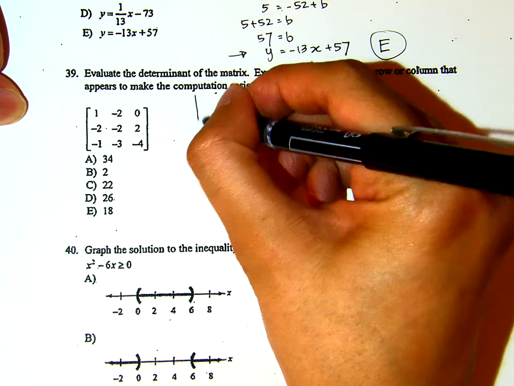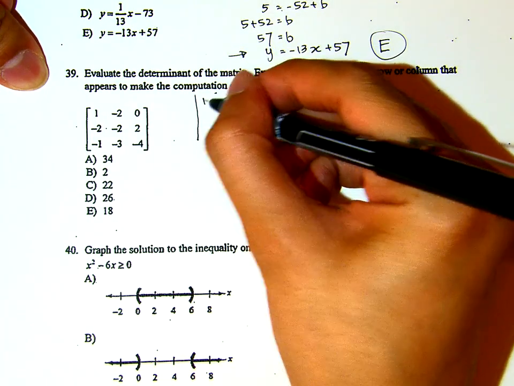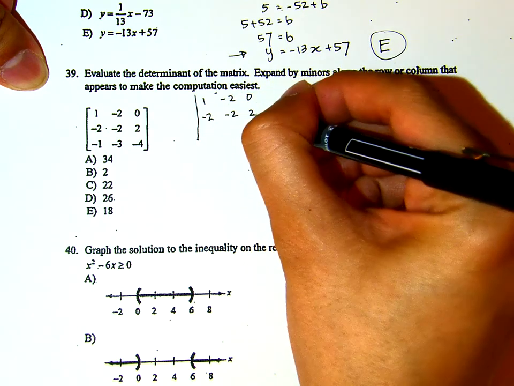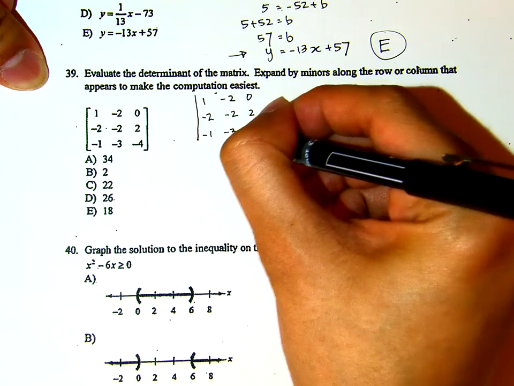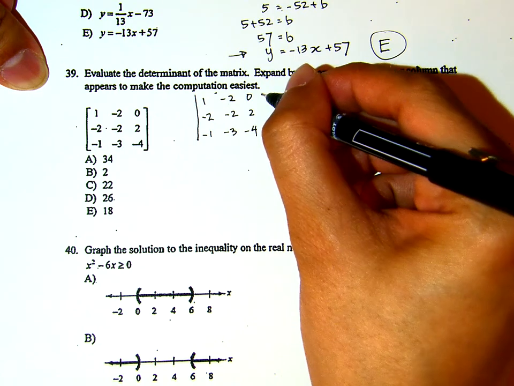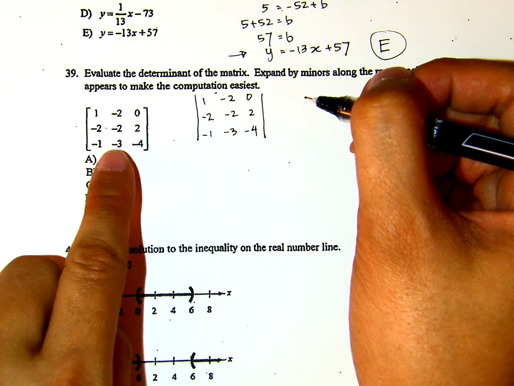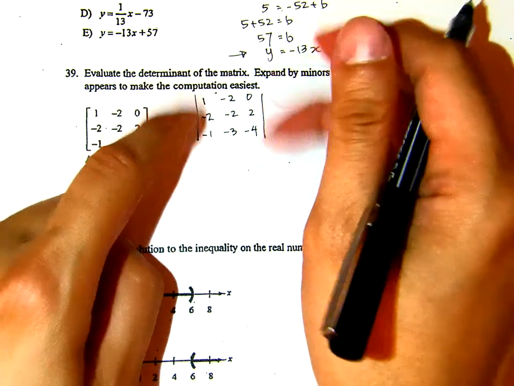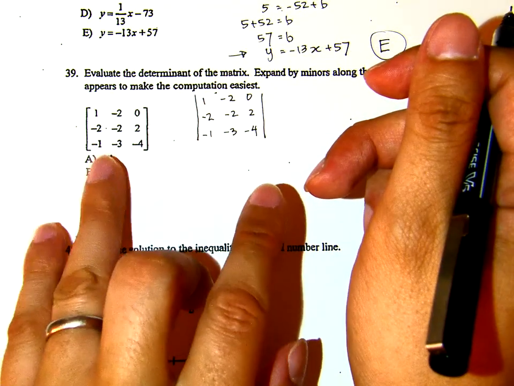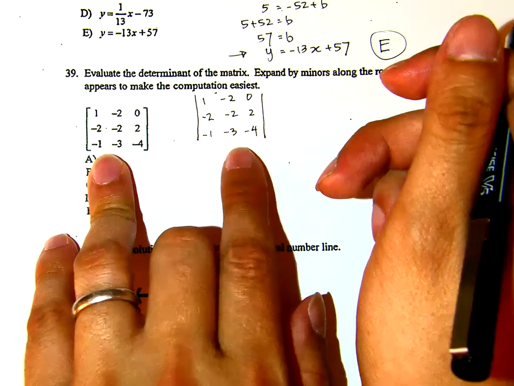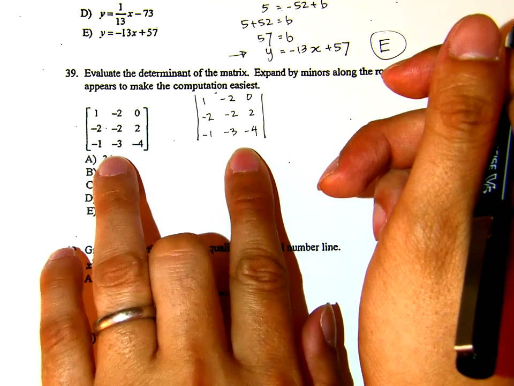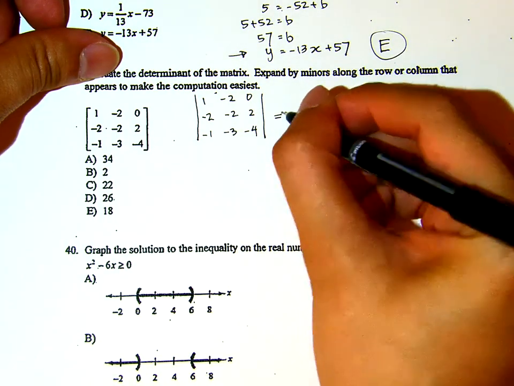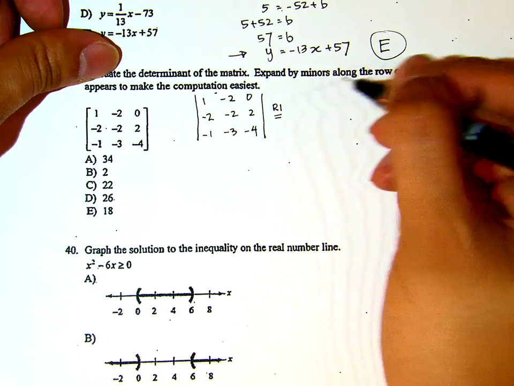Let me write down the determinant that I need to compute first. 1, -2, 0, -2, -2, 2, -1, -3, -4. Okay, the difference between this notation with the brackets here and this notation with the absolute value: this is for a matrix, this one is the determinant. Again, this is a matrix, this is a determinant. Now I will expand along the first row.